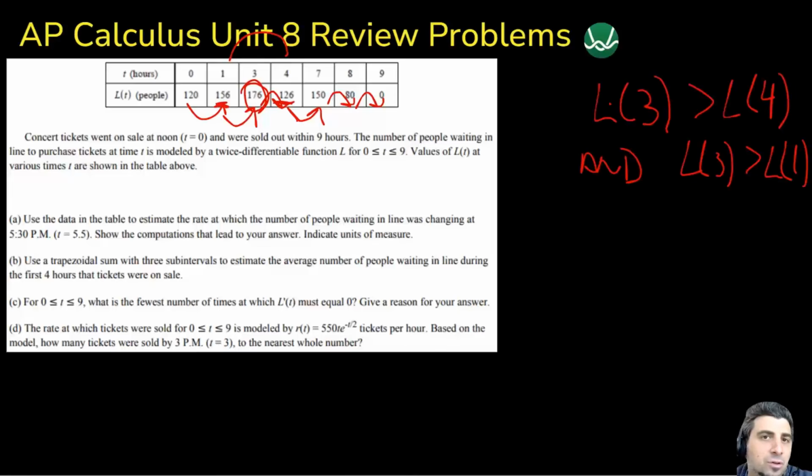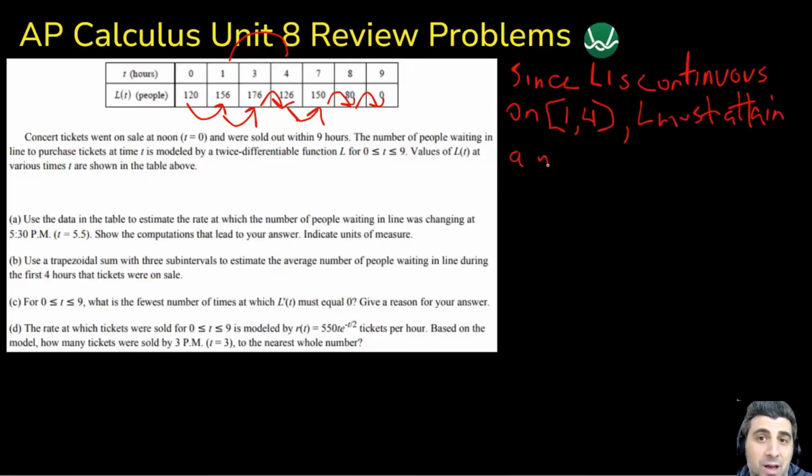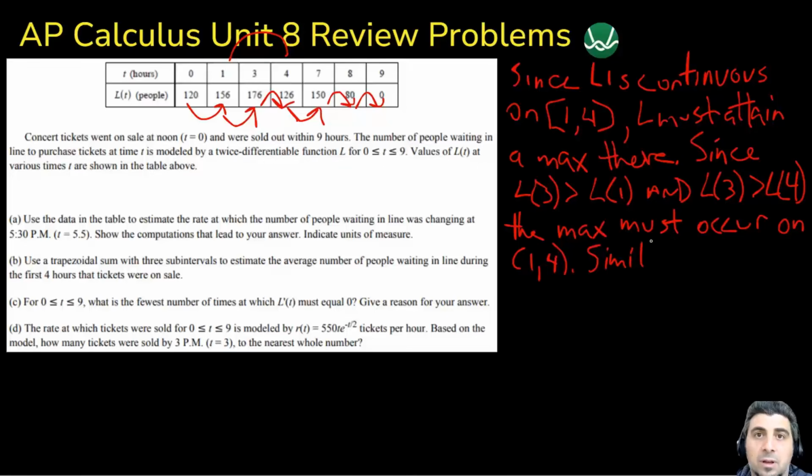Now, the question is, how do you say all of that in a concise, clear manner? You could say something to the effect of: L is continuous on the closed interval 1 to 4, so L is going to attain a maximum value there. Since L of 3 is greater than L of 1 and L of 4, that max has to occur on the open interval 1 to 4.